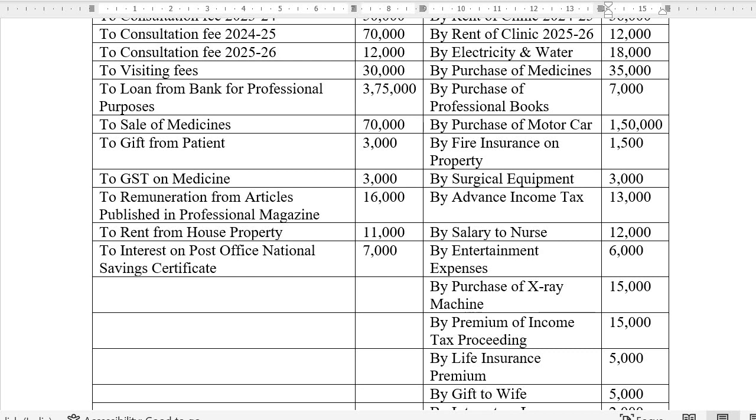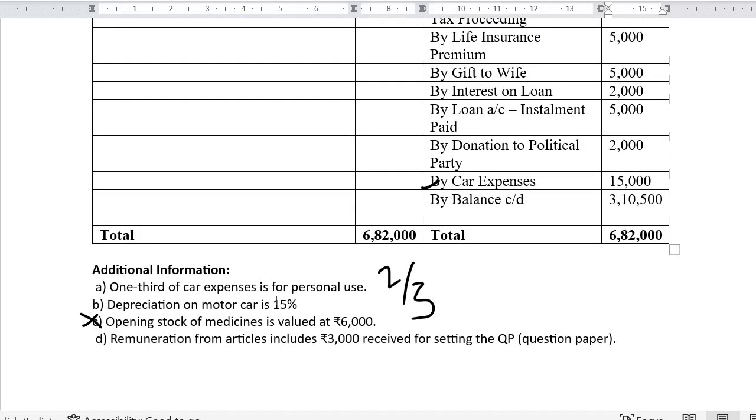So 2/3, 1,50,000 into 2/3, that is for professional expense, into 15% depreciation should be given. If it is given in the question, depreciation on motor car 15%, it is okay. Otherwise we ourselves have to give 15% depreciation for motor car. It is mandatory. So here calculation will be 1,50,000 into 15% into 2/3. Yes, we will move to the next adjustment. Depreciation on motor car, now only I explained about it to you.